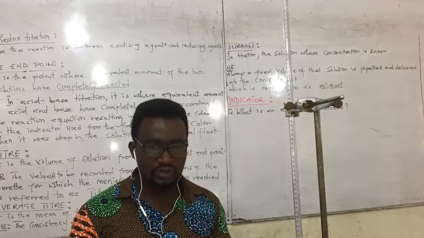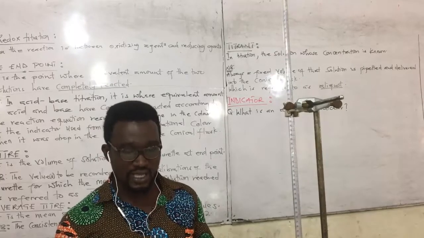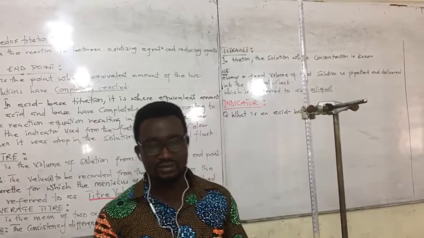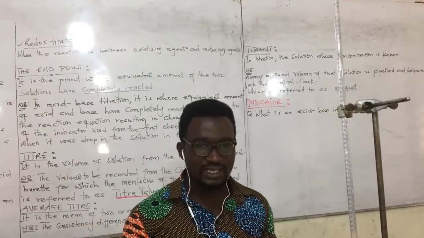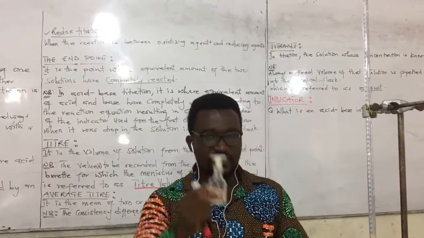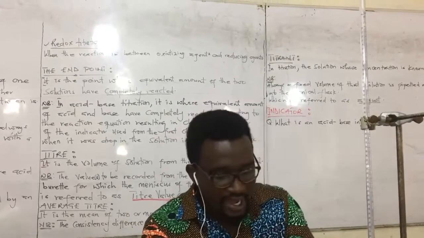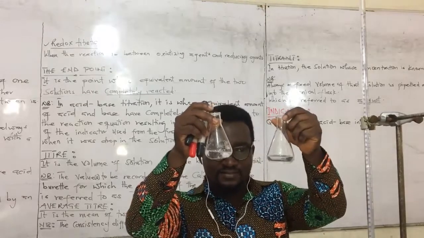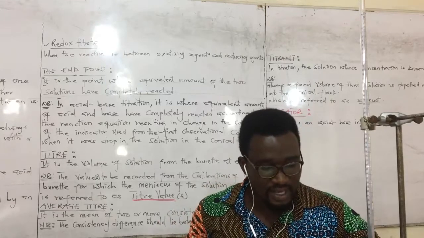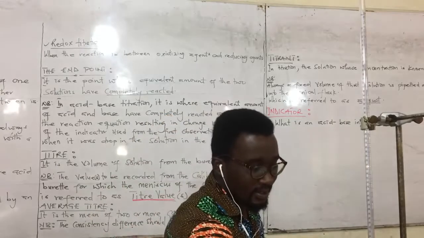So let me introduce you to certain materials and apparatus that we'll be using for today, mostly in our titration. We have the indicators, phenolphthalein, the common one, and then methyl orange. We have the conical flask, or the Lemaille's flask. We have the wash bottle. And so that is the wash bottle.